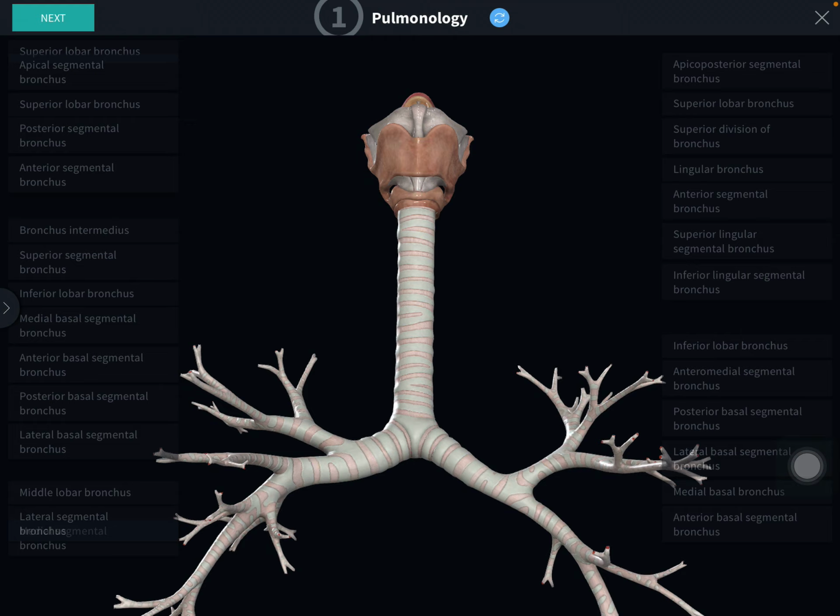Today's topic is trachea and the right and left bronchi. So in this class we will see the details of the trachea, tracheal bifurcation, and also the right bronchus extrapulmonary and intrapulmonary part, left bronchus extrapulmonary and intrapulmonary part.